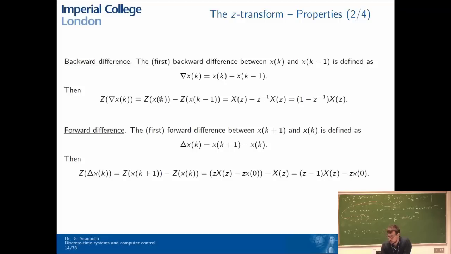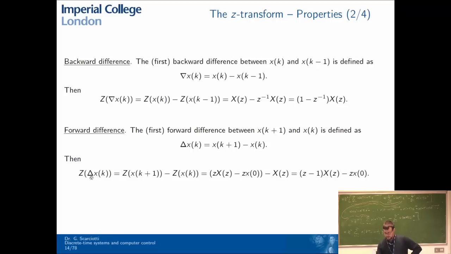And so the z transform of this difference is actually this term here: 1 minus z to the power minus 1, all multiplied by capital X of z. The forward difference is a bit more complicated, obviously. In this case, we are computing the difference between the value of x at this instant of time and the value of x at the actual instant of time.